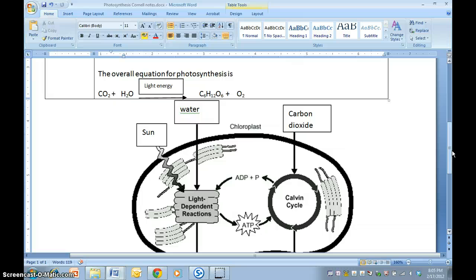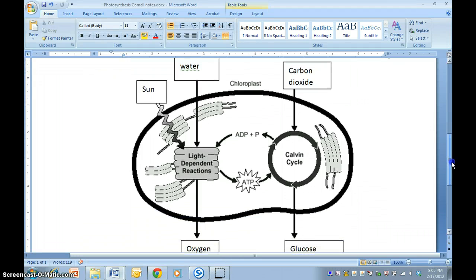Again, feel free to hit pause, but I'm just going to show you the last part here. You should draw this picture of a chloroplast in your notes. Notice we've got the stack of the thylakoids here, which is where the light-dependent reaction occurs. So we have the sunlight coming in, water coming in, water gets split, which creates the oxygen that we breathe, so that's the output there. The ATP temporarily stores the energy.